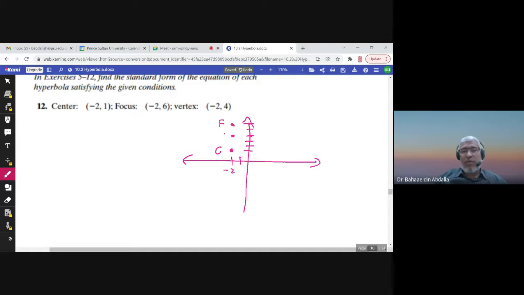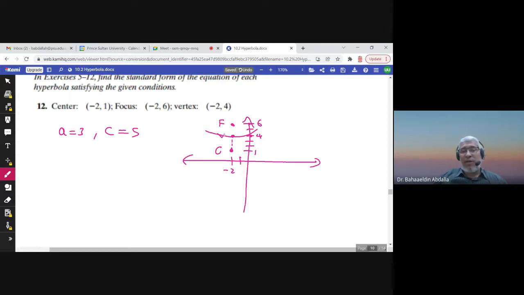So this is the vertex. Well, the distance, this is 1, this is 4, this is 6. The distance from the center to the vertex gives you a. So 4 minus 1 is 3. This is the vertex. You can sketch the graph if you like. And the distance from the center to the focus, which is 6 minus 1, 5, will give you c. So c is 5, a is 3.